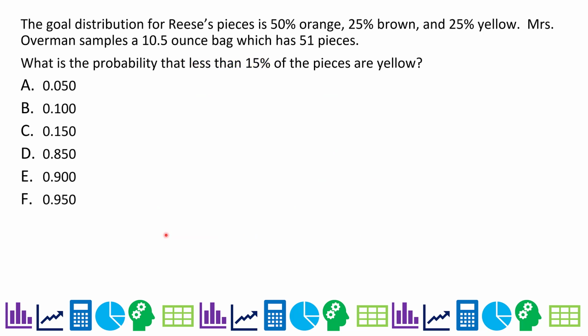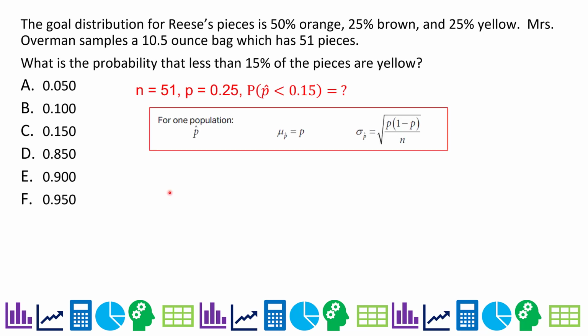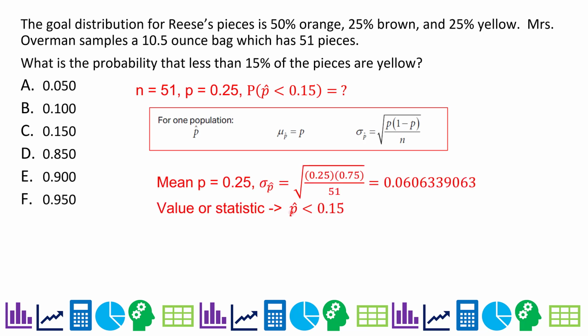Okay, so what is the probability? We're going to go first of all and write down our values. So this is on your math chart, which you're allowed to use when taking the AP exam. So you should be able to see all this right here. So the mean is the proportion p, and then there's our standard deviation, which it looks like we need to calculate. So p is 0.25. Sigma of p-hat, which is the standard deviation for the sampling distribution, is the square root of 0.25 times 0.75 divided by 51, about 0.0606. And the statistic, what we're testing, is 0.15.